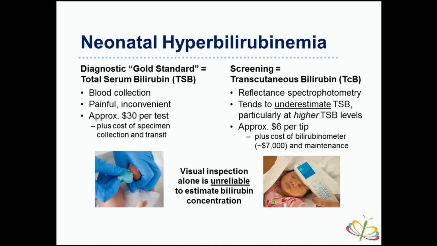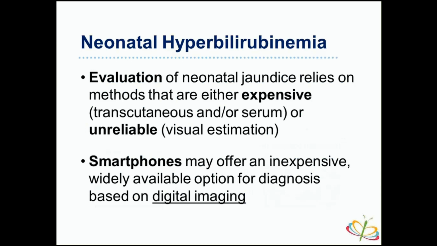And then, of course, visual inspection has been used for many years, but it is notoriously unreliable, and ends up being basically a 50-50 chance as to whether you're going to detect clinically significant jaundice versus just normal physiologic jaundice. So, in framing the article here, the evaluation of neonatal jaundice is either expensive with transcutaneous or serum bili, or unreliable with visual estimation.